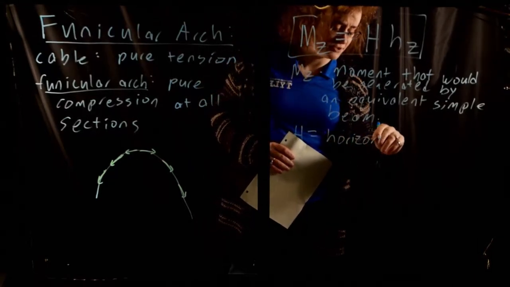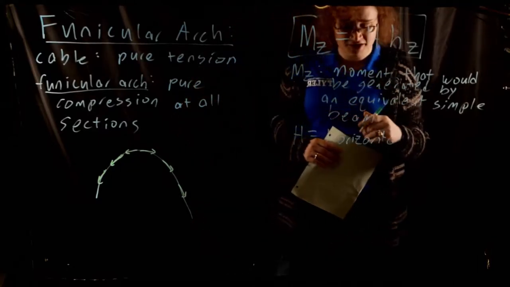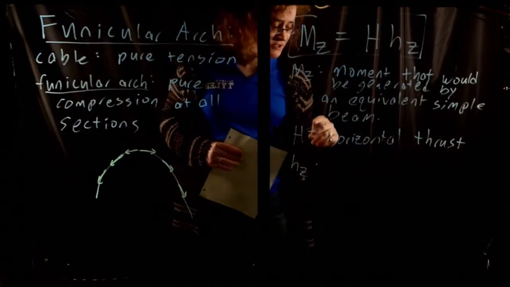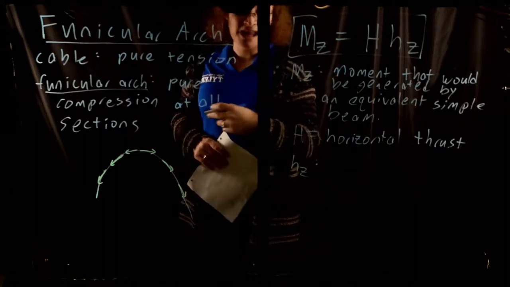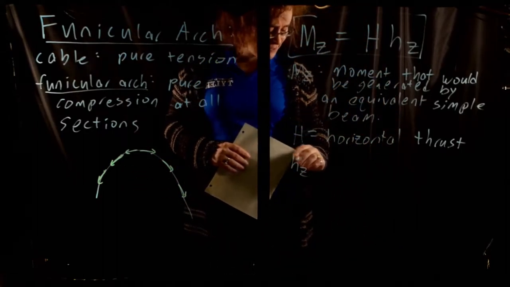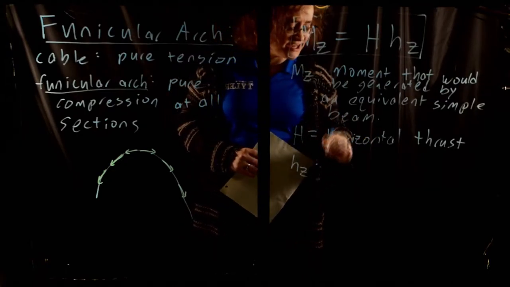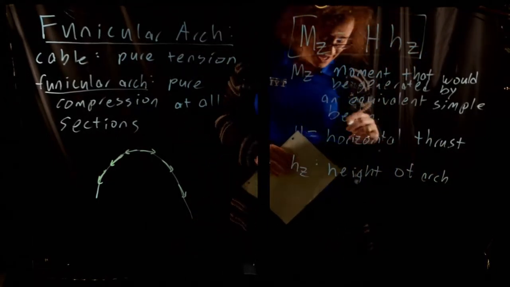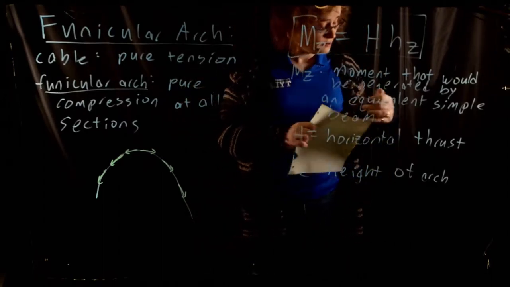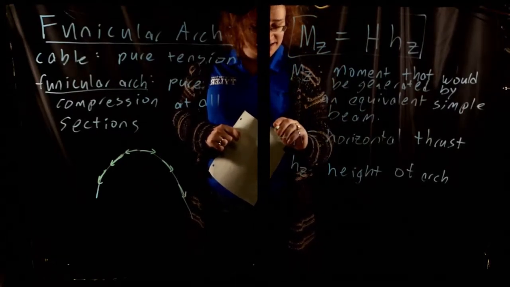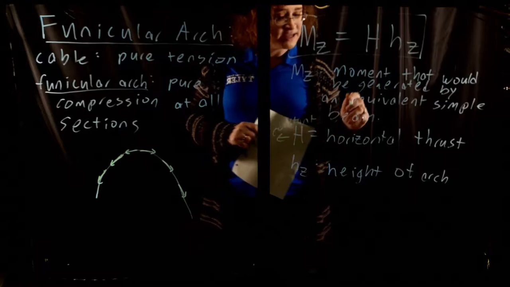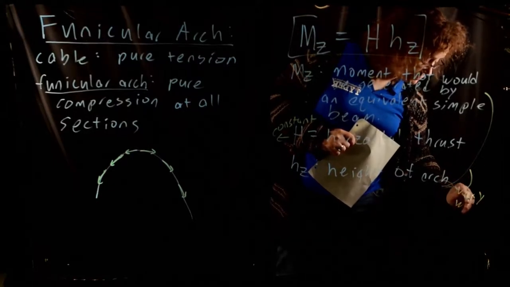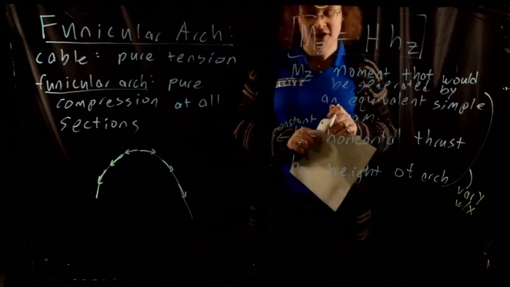And just like in cables, this horizontal thrust is going to be constant across the length of the arch. And Hz is what, when we were talking about cables, we referred to as cable drape or cable sag, but I could just call this the height of the arch at some location. So H will be constant across the entire length, but Mz and Hz vary with x. In other words, they vary across the length of the arch.